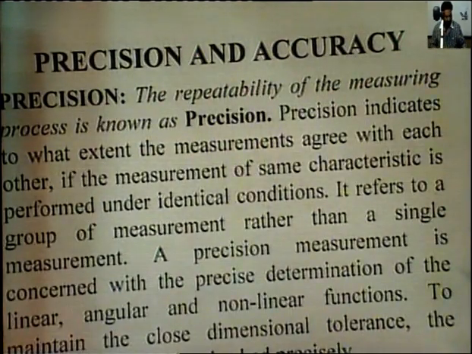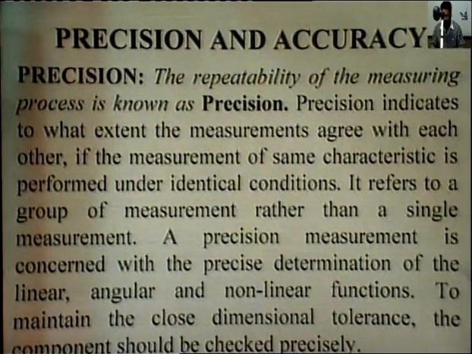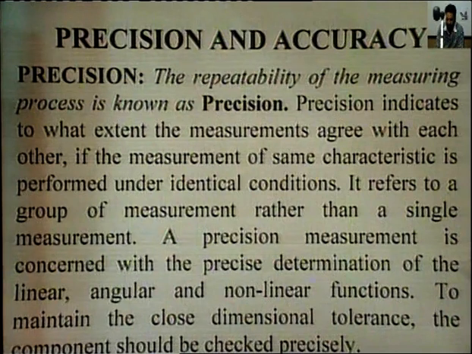The next topic is precision and accuracy, the basic difference between precision and accuracy. Let us see precision first. The repeatability of the measuring process is known as precision. Precision indicates to what extent the measurements agree with each other. If the measurement of the same characteristic is performed under identical conditions, it refers to a group of measurements rather than a single measurement.